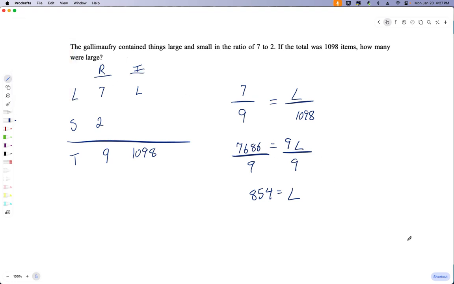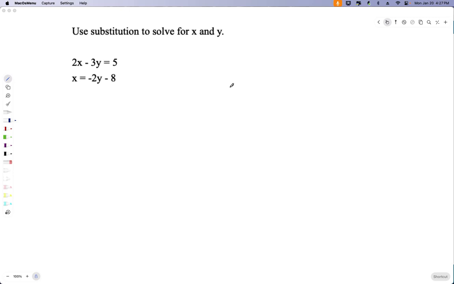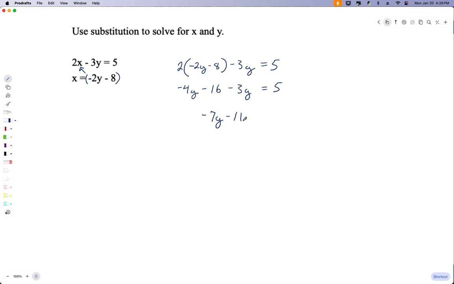Let's look at the next one that you had a question about. We're going to use substitution to solve for x and y. I have a value for x, which is right here, so I'm going to drop that in for my x. So negative 2y minus 8, minus 3y equals 5. All I did was take this and put it in where the x was. This becomes negative 4y minus 16 minus 3y is equal to 5. We combine our like terms. They're both negative, so it's negative 7y minus 16 equals 5.